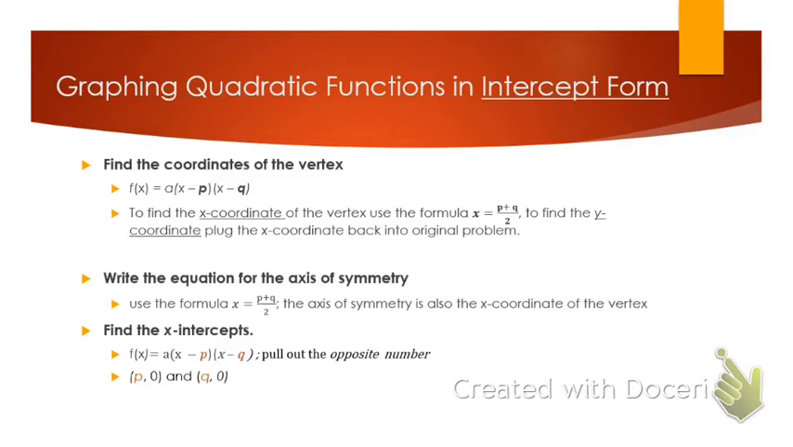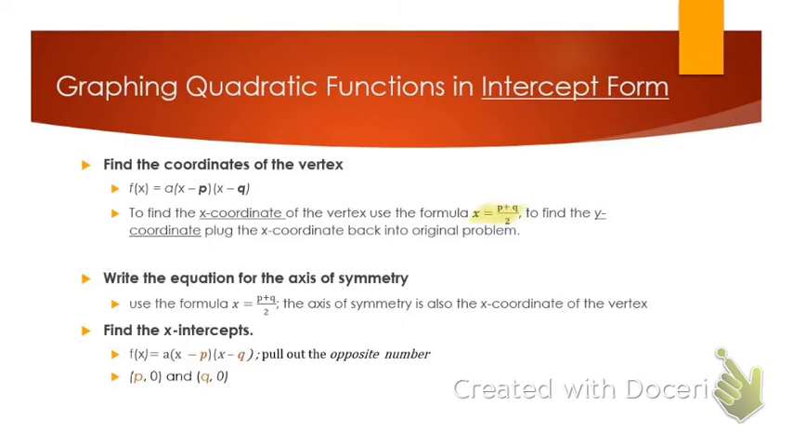All right, here are the things you need to know. First of all, we have to find the coordinates of the vertex. Now, once again, it's not as easy as pulling things out of the formula. So look at what it says. It says to find the x-coordinate of the vertex, you use the formula. Now take that highlighter and highlight because we have a new little formula.